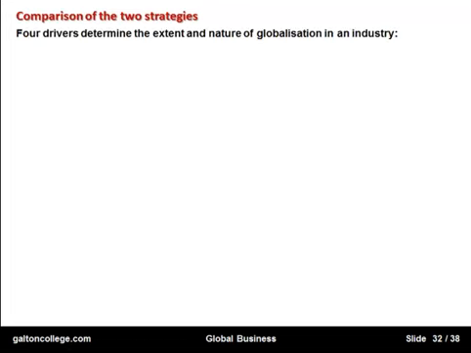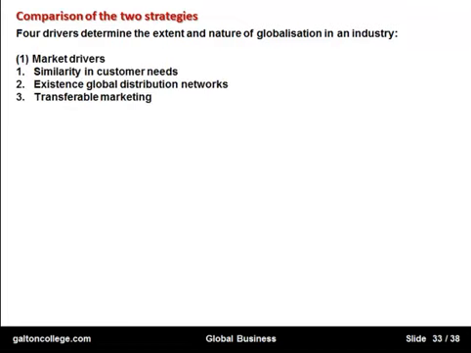Now, comparison of the two strategies. Well, 4 drivers determine the extent and nature of globalization in an industry. So there are 4 main drivers we need to consider when looking at globalization in an industry. First of all, there are the market drivers: similarity in customer needs, existence of global distribution networks, and transferable marketing. Now, if these exist, that will be a driver towards greater globalization.